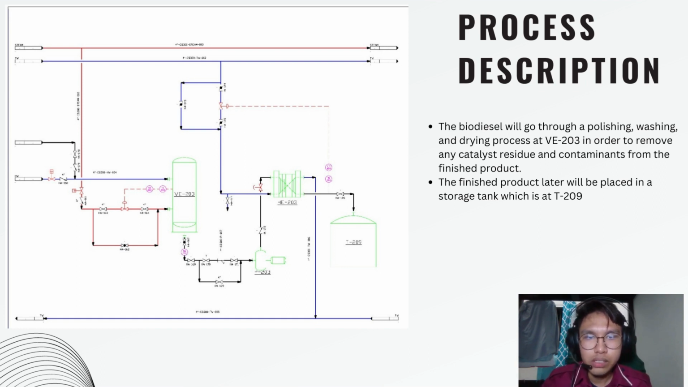So today I'm going to tell the process that happens at VE203 and T209. First, the biodiesel will go through a polishing, washing and drying process at VE203 in order to remove any catalyst, residue and contaminants from the finished product. And then the finished product will later be placed in a storage tank, which is T209. That's all. Thank you.